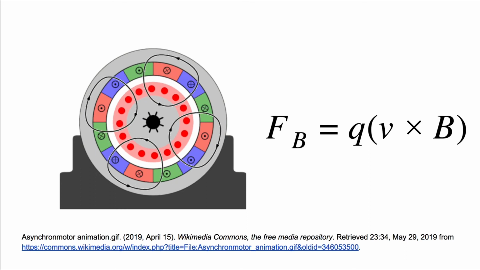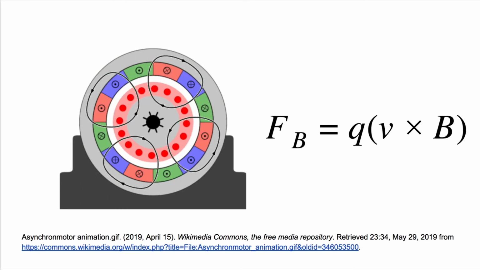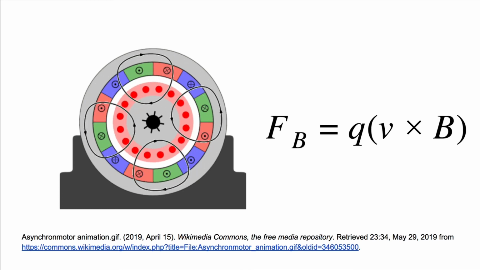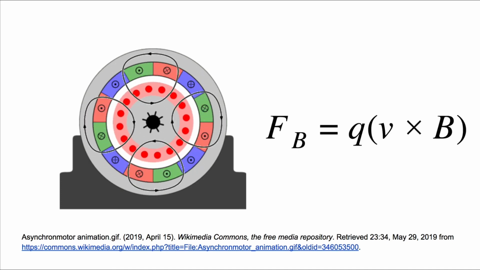Because of this, the rotor can never move at the same speed as the magnetic field and always lags behind. But as that rotor lags behind, the cross product between those two vectors becomes more positive, and then it'll speed up.